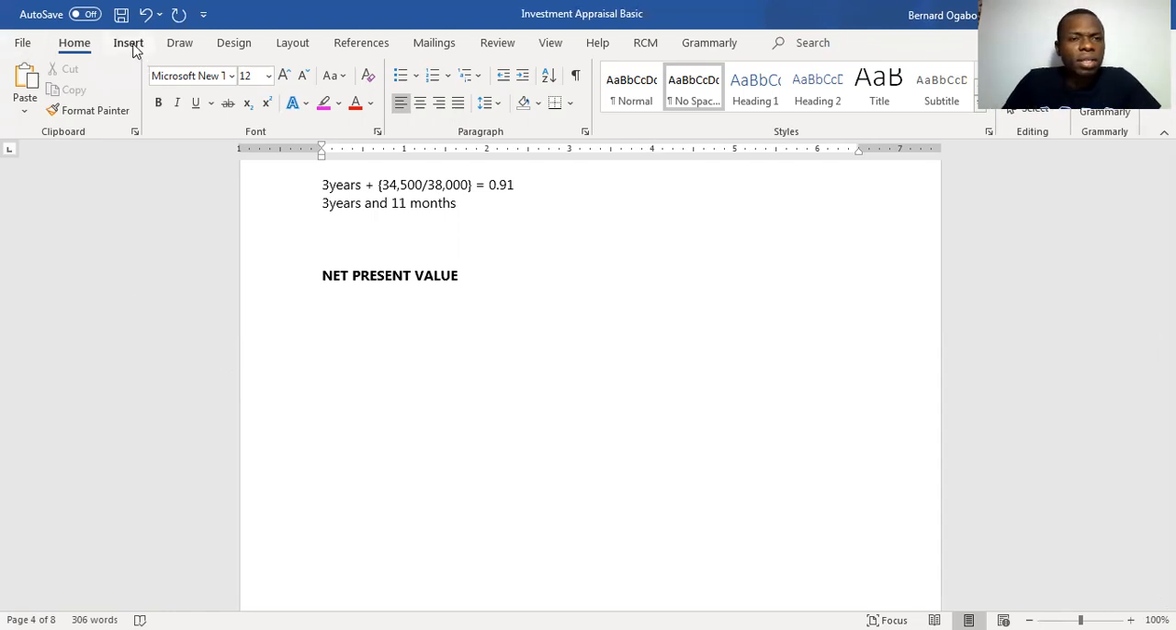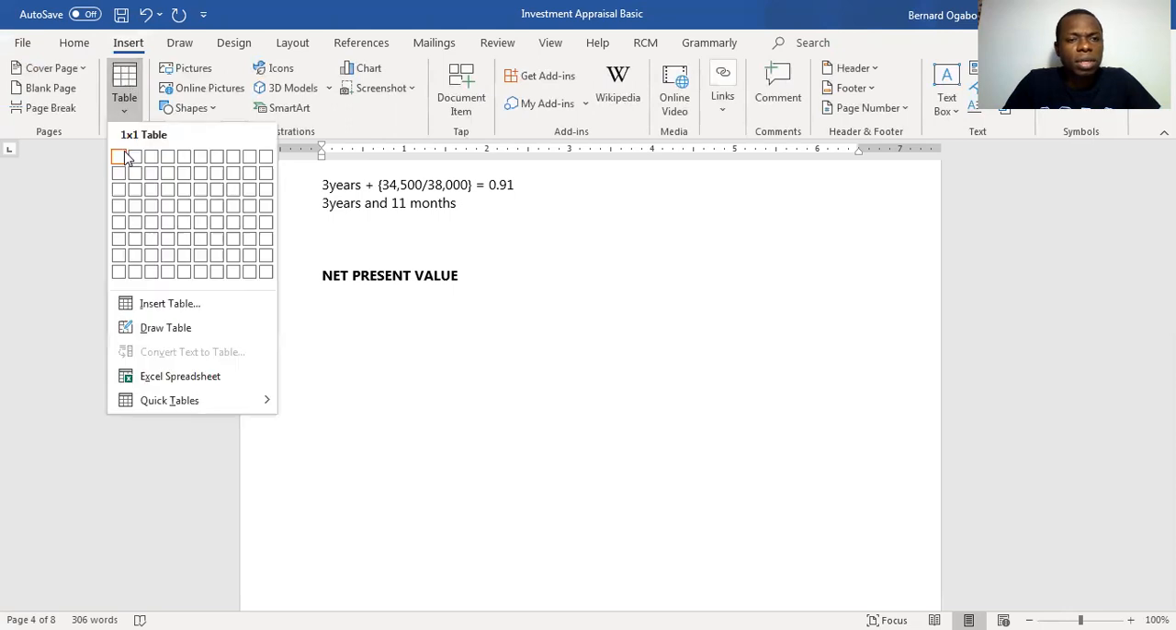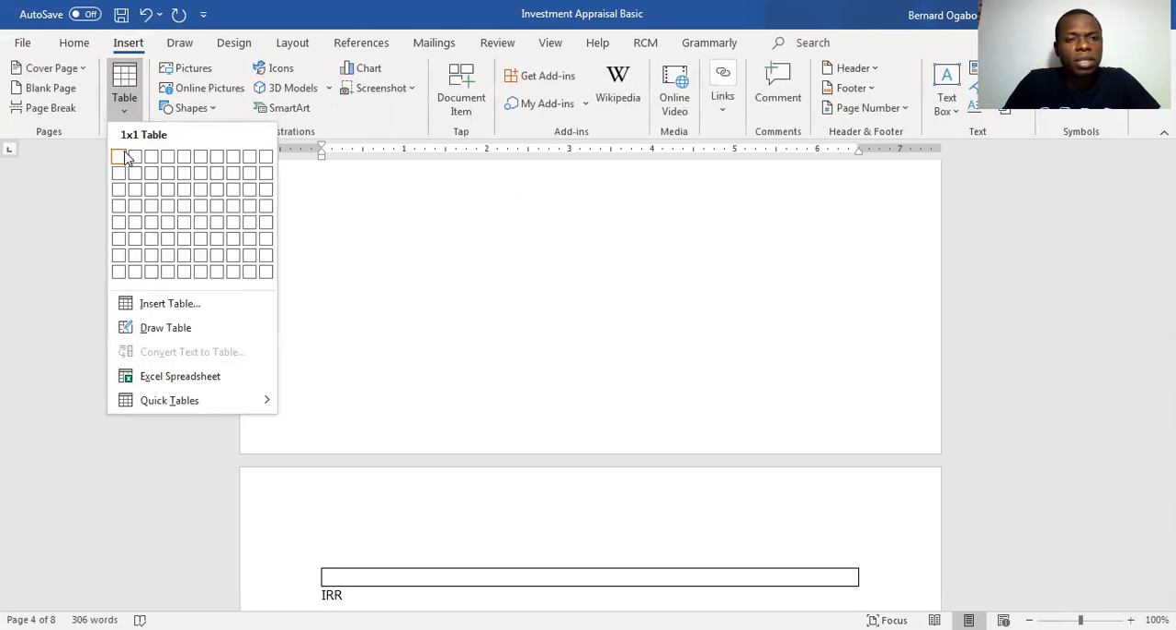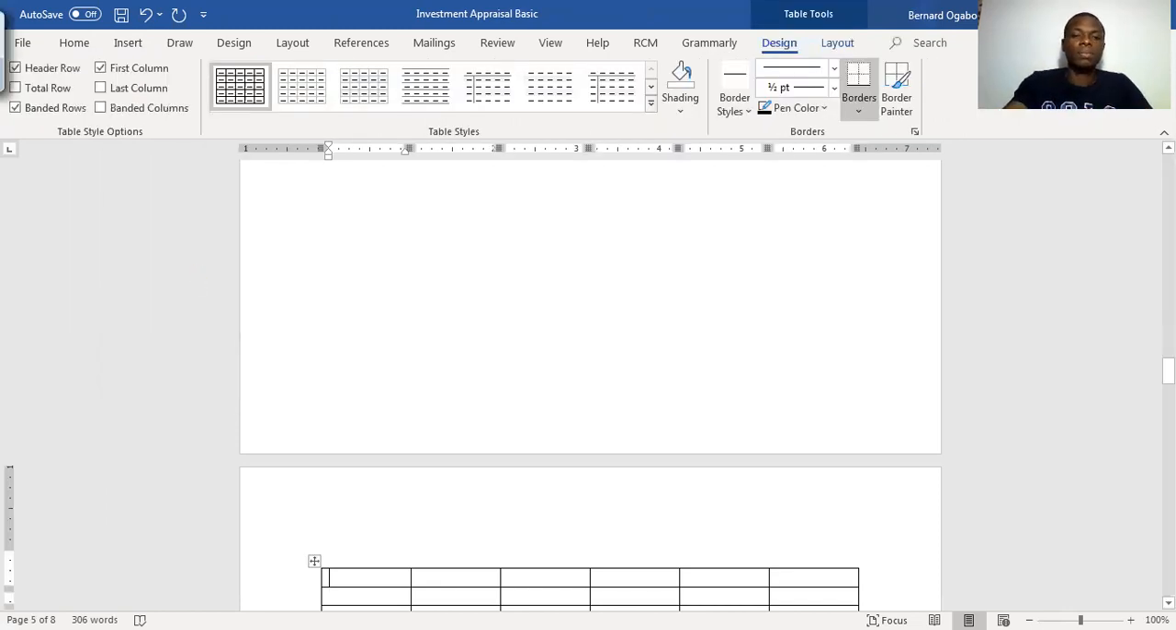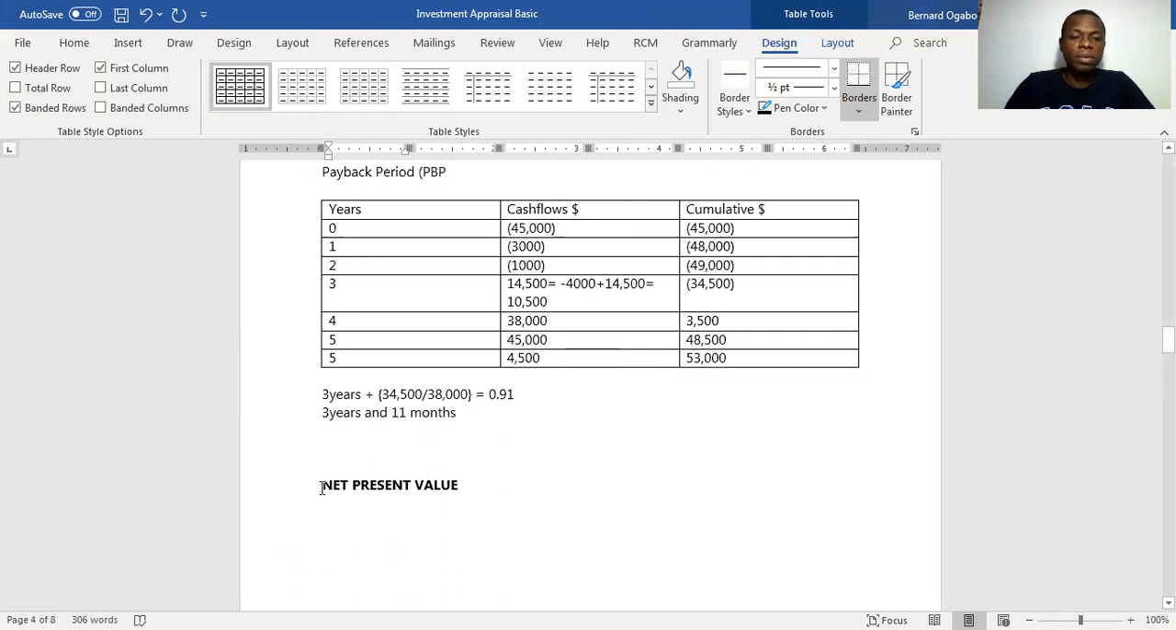So I will still insert my tables. In this case, I have my years. I have cash flow. I have discount factor. I have present value. Then I have my number of years. So net present value approach.